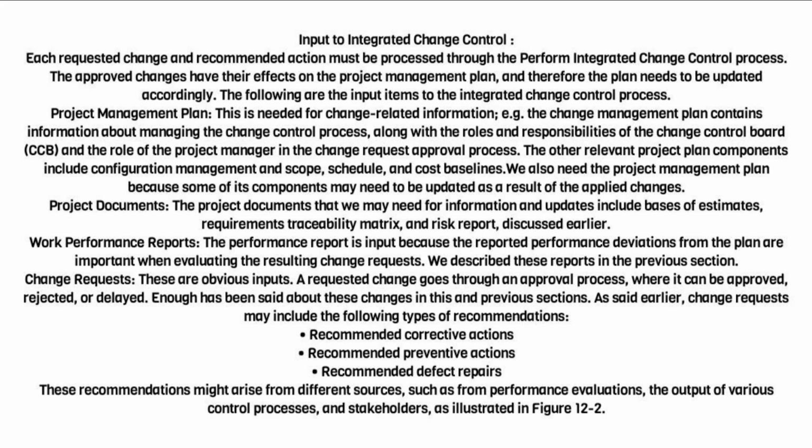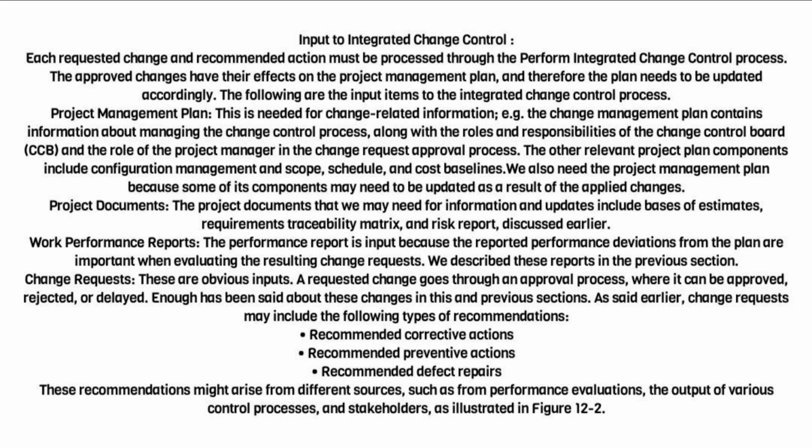Project documents. The project documents that we may need for information and updates include bases of estimates, requirements traceability matrix, and risk report, discussed earlier. Work performance reports. The performance report is input because the reported performance deviations from the plan are important when evaluating the resulting change requests. We described these reports in the previous section.